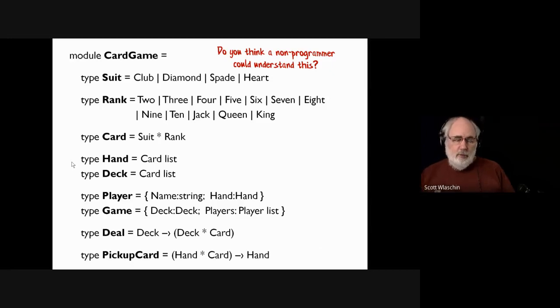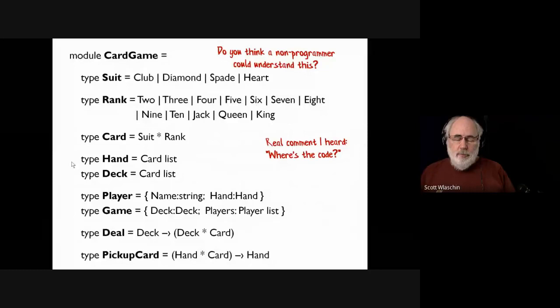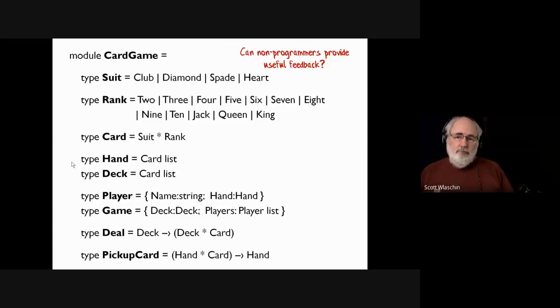Do you think a non-programmer could understand this? I have done workshops where the people involved are not just developers, but also product managers and domain experts and so on. And one comment I really heard was, this is great documentation, but where's the code? So they didn't even realize that this was code, which is kind of cool. Do you think a non-programmer could provide useful feedback? If I'm showing this to somebody and I made a mistake, do you think that a non-programmer could give me feedback and show me where I made a mistake? And there's actually a deliberate mistake here. Anyone see what it is?